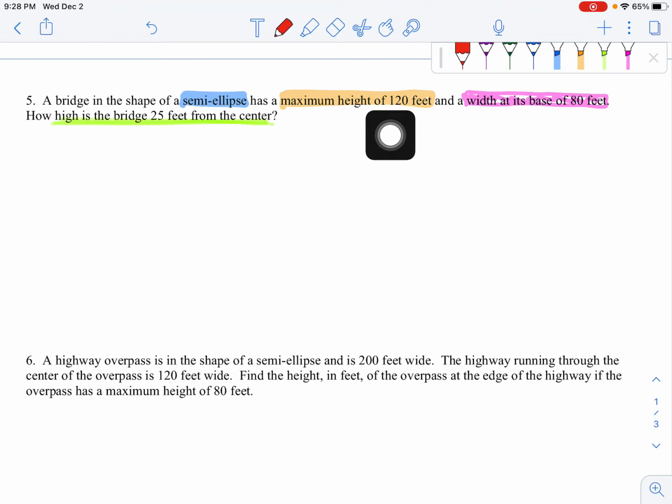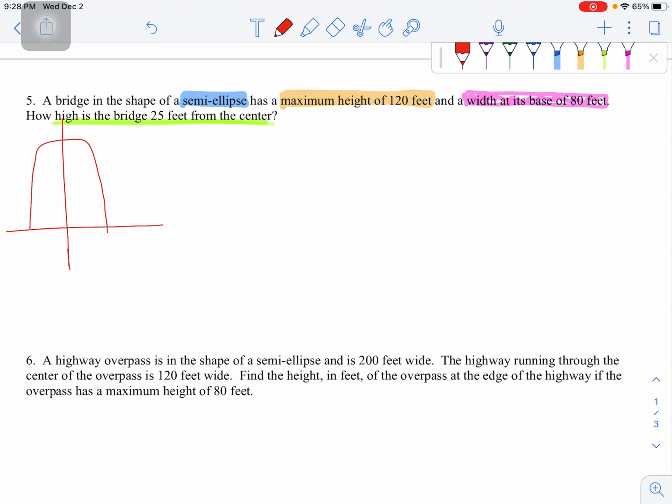Okay, so this particular ellipse has a maximum height that's 120, width is 80, so it's going to be a relatively narrow ellipse, but relatively tall. It looks nothing like an ellipse, but we're going to go with it. All right. Now, what I just did is I basically gave myself the XY axis. I'm going to call the center of the ellipse 0, 0.